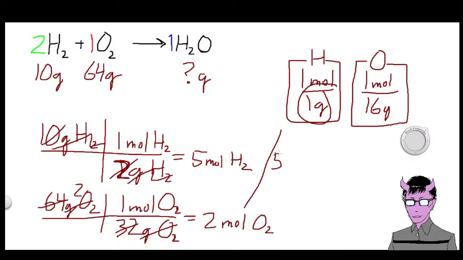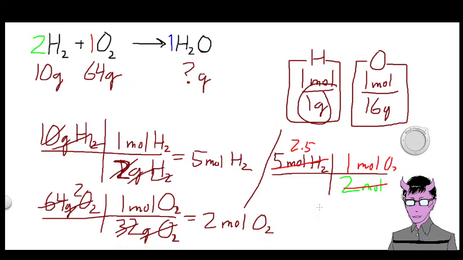So given that we figured out we have 5 moles worth of hydrogen, how many moles of oxygen will we require? For visual purposes, it's going to be a 2-to-1 ratio from our recipe. So the question is, how many moles of oxygen? Just cancel. We have 2.5. So thus 2.5 moles of oxygen.